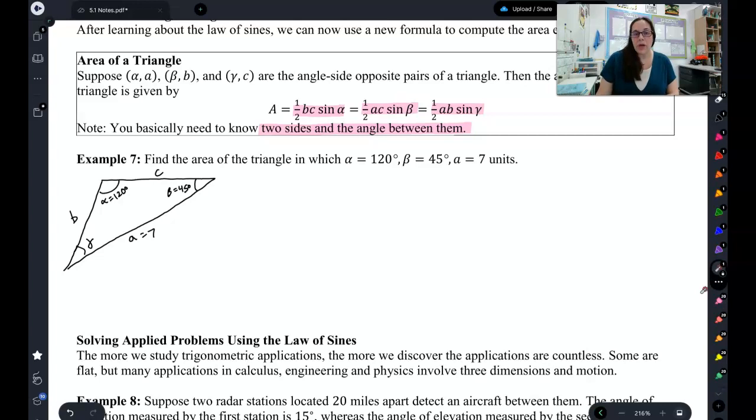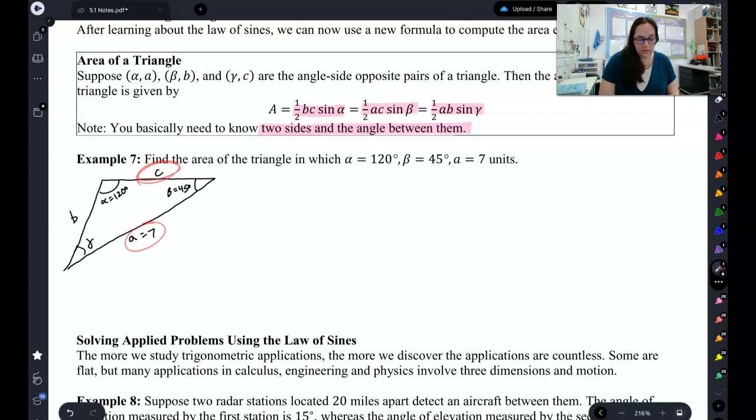Now remember the pattern. I need to know two sides and the angle between them. So I need to do some work here because right now I only know one side. So I could use these two sides and the angle between them. However, I notice that's going to be more work because I got to solve both of those.